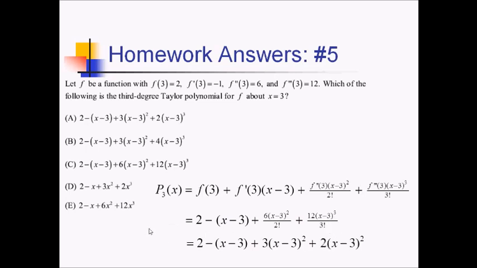Looking at my answer choices now, we need a 2 minus x minus 3, so that narrows it down to choices A through C. The next term needs to be 3 times x minus 3 squared, so now it's down to A and B. And this last term decides it, 2 times x minus 3 cubed, that gives us choice A.